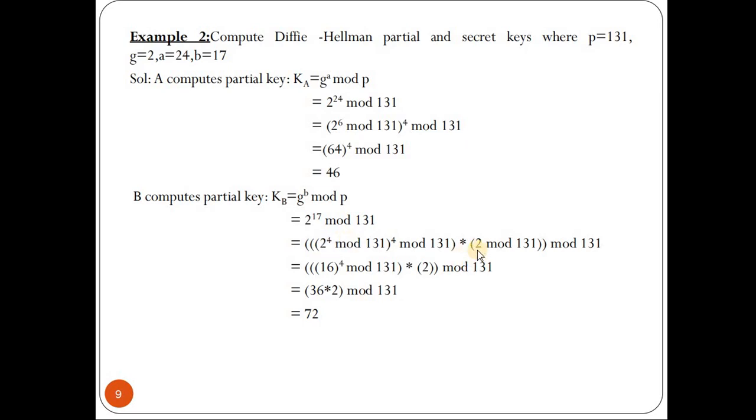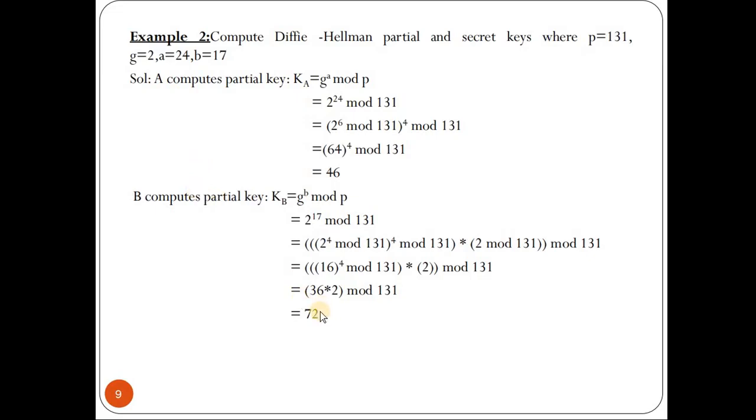So again I'll take one more split, that is times 2 mod 131. So 2 to the power 4 mod 131 is nothing but 16. Again I have to do power of 4. So it is 16 to the power 4 mod 131, that is this whole calculation, into 2. Why 2? Because 2 to the power 2 mod 131 is 2 itself. So we have taken just 2 whole mod 131. Now 16 to the power 4 mod 131 is nothing but 36. 36 into 2 mod 131 is 72. Now this is the partial key of B.